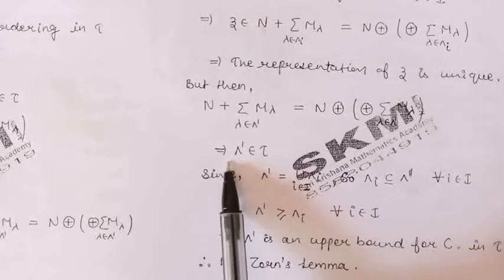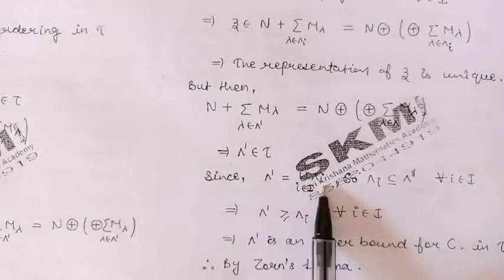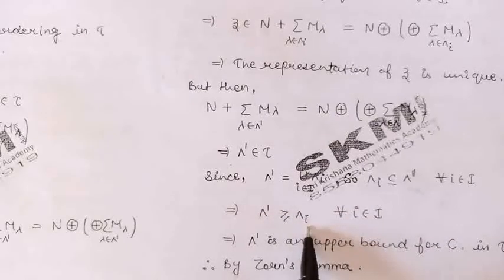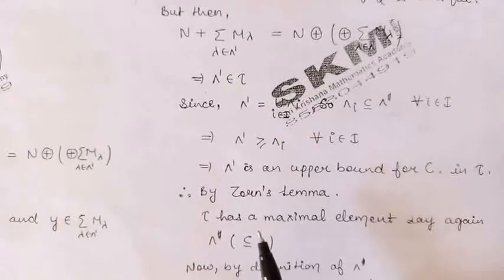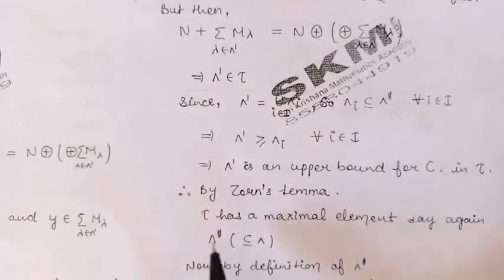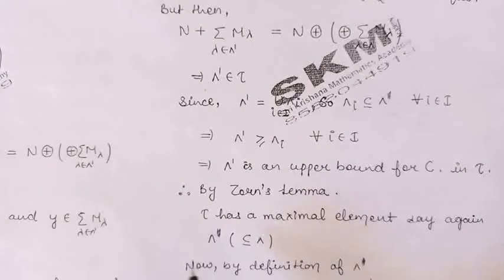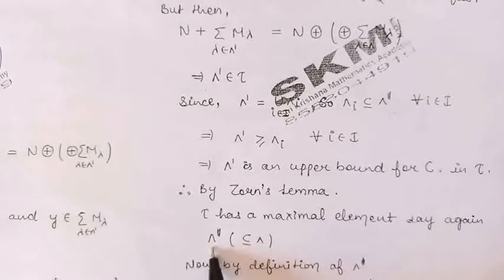And also by definition, Λ' is the union of Λ_i's, and therefore Λ' will be related to Λ_i for every i belonging to the index set. So by definition we can see that Λ' is an upper bound for the chain. Now we are in a position to apply Zorn's lemma. So by Zorn's lemma, this family, which is a partially ordered set τ, will have a maximal element. So let us take the maximal element of this partially ordered set to be Λ'.